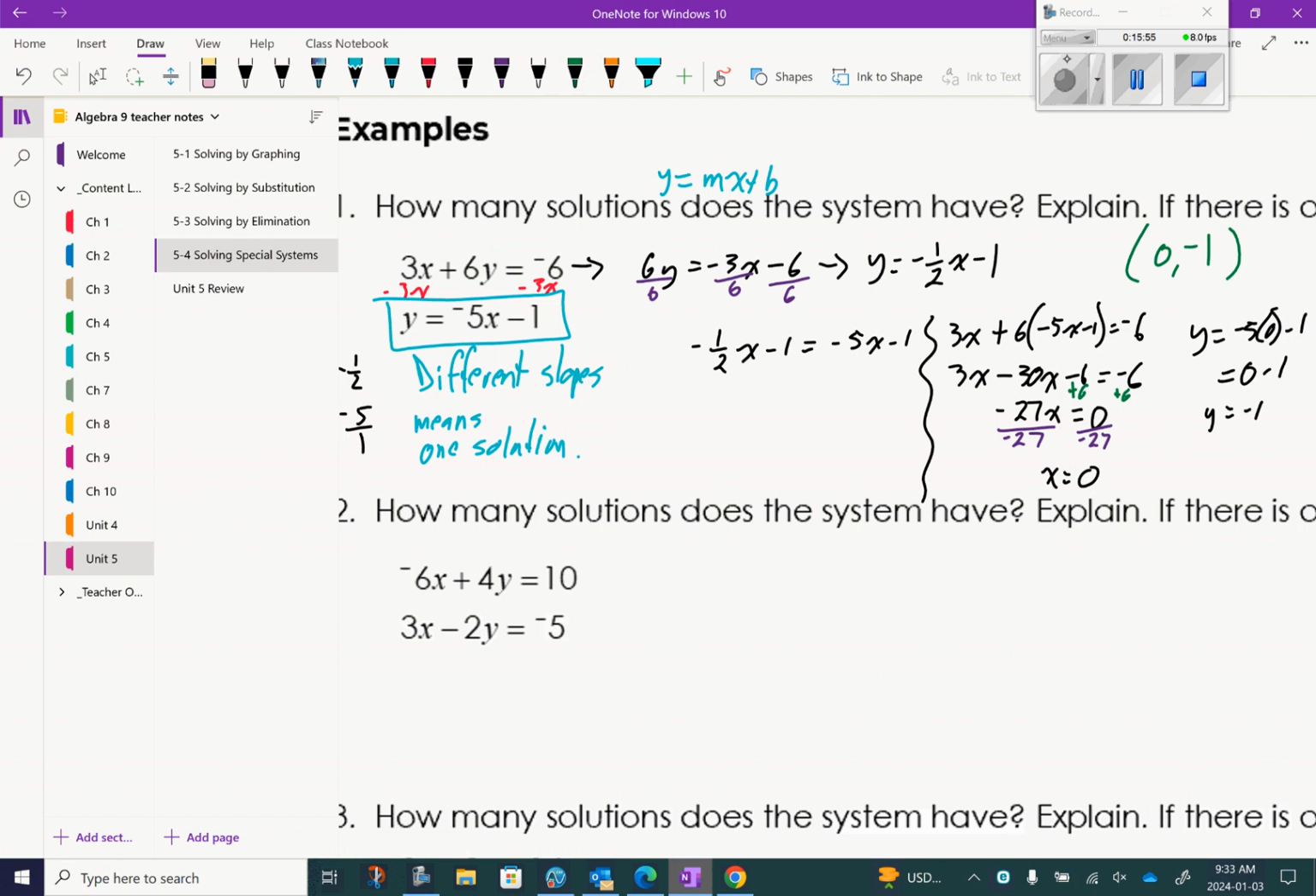And again, you should come back and check it with this second equation. 3 times 0 is, well, 0. 6 times negative 1 is negative 6.